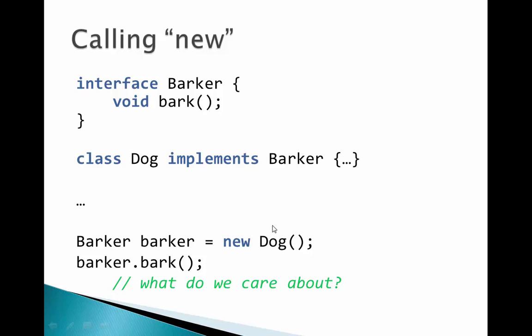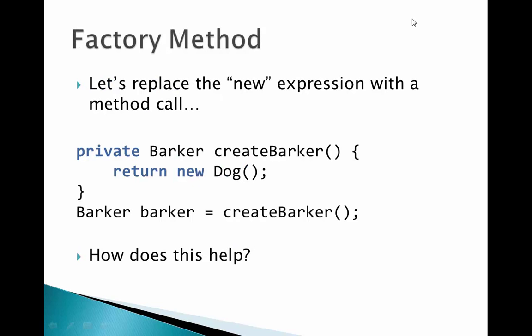So if we take a look at these two things, when we say barker.bark, what do we care about here? We're just caring that the dog can bark for us, right? We're not caring that it's a dog. It could be a dire wolf. It could be anything else. So what we're going to do is take that new expression and replace it with a method call.